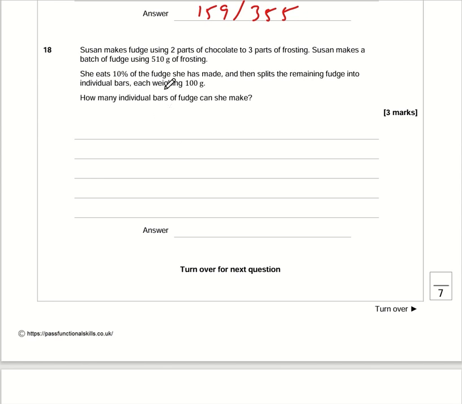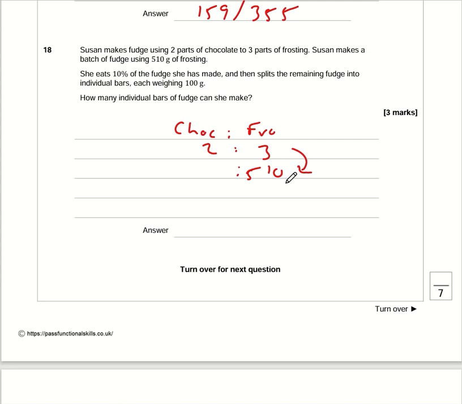Okay, question number 18. So the ratio for the fudge recipe is 2 to 3, and that is chocolate to frosting. Now, what that means is if Susan is using 3 grams of frosting, she needs to use 2 grams of chocolate, but she's using 510 grams of frosting. So we're scaling this ratio up, but how many times?